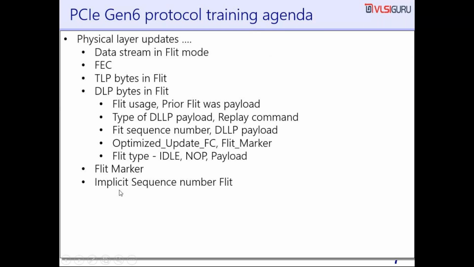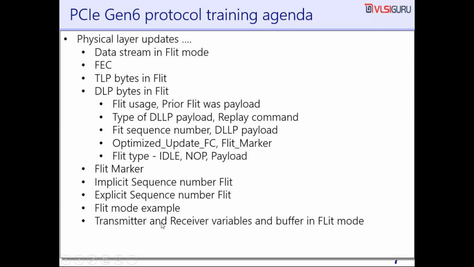Then we'll understand the concept of implicit sequence number flit and the explicit sequence number flit. Then we'll take an example of flit mode to understand all these concepts. We'll take a few back-to-back transmitted flits to understand how these different fields and the concept of implicit and explicit sequence number flits are used. Then we'll also understand transmitter and receiver variables and buffer in the flit mode. Then the concept of flit sequence number and retry mechanism.